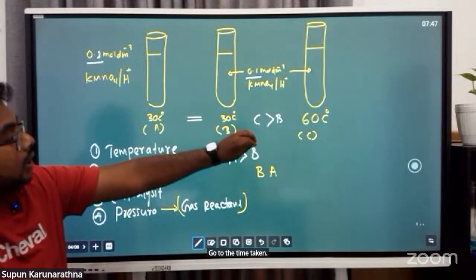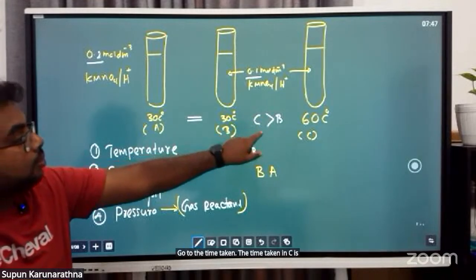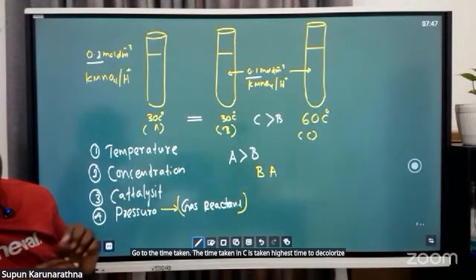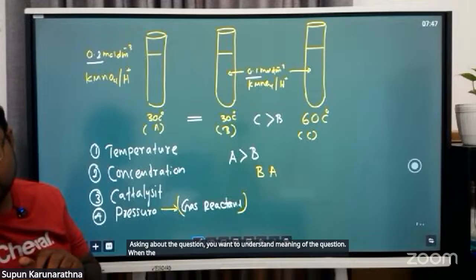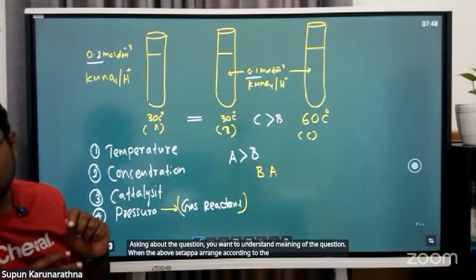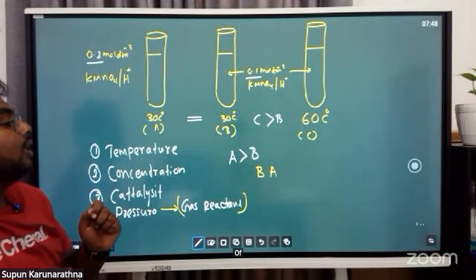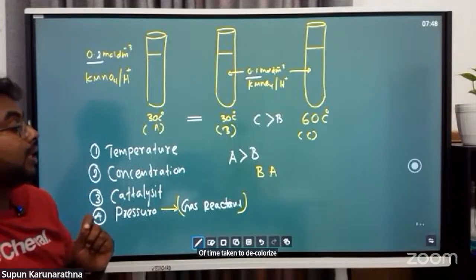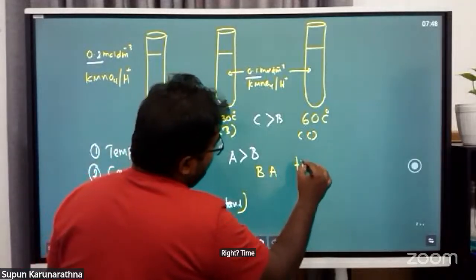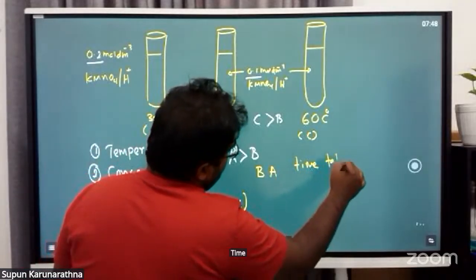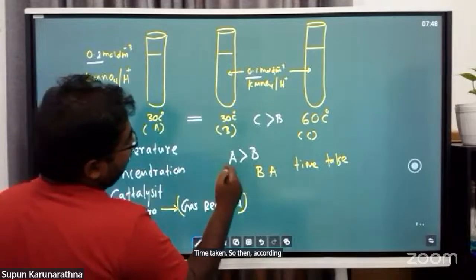The time taken in C is the highest time to decolorize B. Asking about the question, you want to understand the meaning of the question. When the above setups are arranged in increasing order of time taken to decolorize. Increasing order of time taken. Right? Time taken, it's asking about time. So according to this, what do you think?